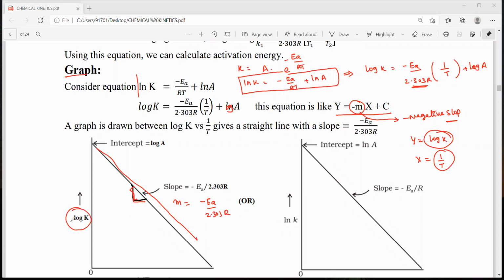When you use the log k with respect to 1 by T graph, that is log k versus 1 by T, the graph will come like this. If you use ln k with respect to 1 by T graph, the slope equals minus Ea by R. These two graphs are very, very important. Okay, dear students, this is about the Arrhenius equation, the calculation of activation energy formula and the graphical representation related to the Arrhenius equation. Very, very important. Let's go for the next concept, dear students.